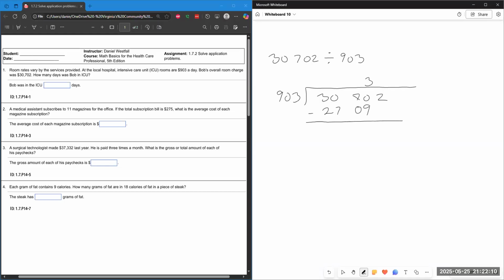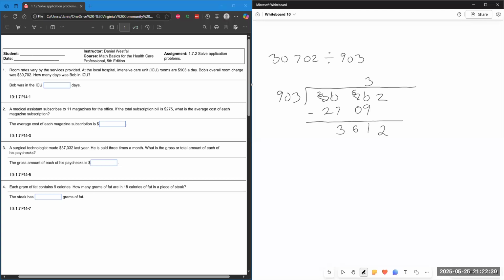To find this difference, we'll have to borrow. 10 minus 9 is 1. Bring down the 6. Borrow again. 10 minus 7 is 3. 2 minus 2 is 0. We don't put leading zeros. Let's go ahead and bring down the 2.